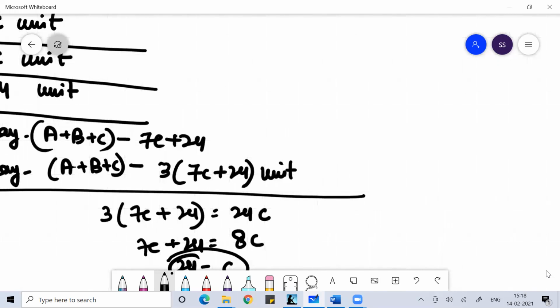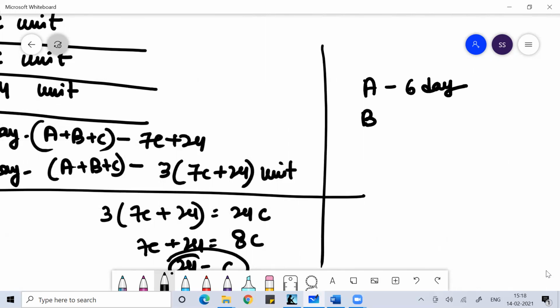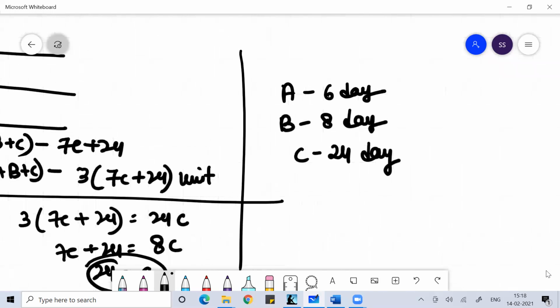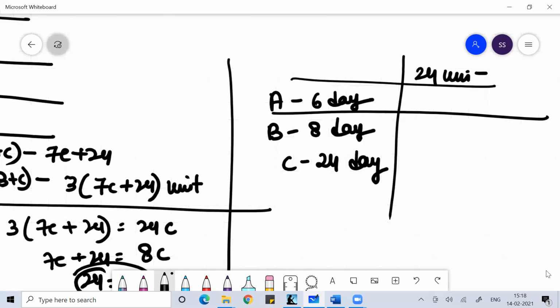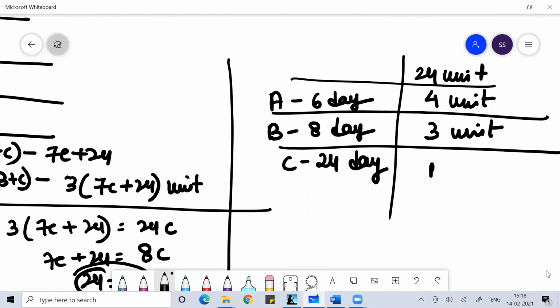So if A can do the work in 6 days and B can do the work in 8 days, then C can do the same work in 24 days. Now if I talk about the contribution, if the total work is 24 units, how much work is A doing in one day? A is doing 4 units of work. Every day B is doing 3 units of work, and every day C is doing 1 unit of work.